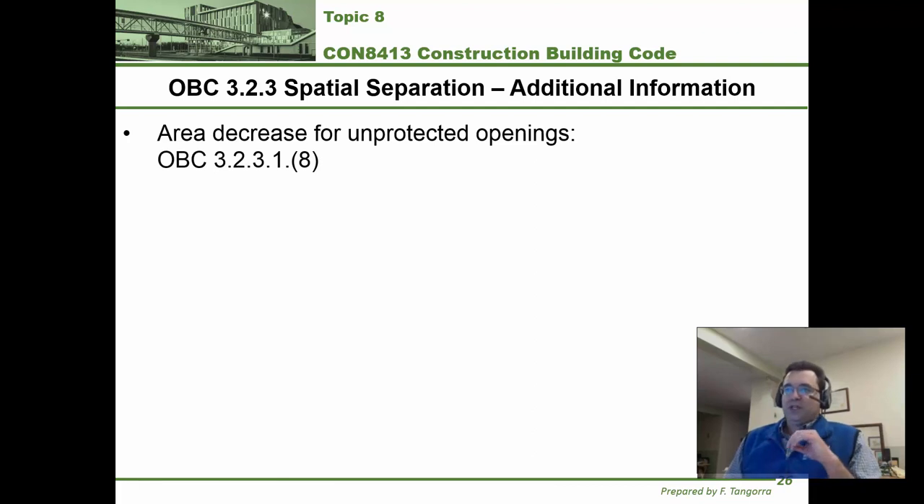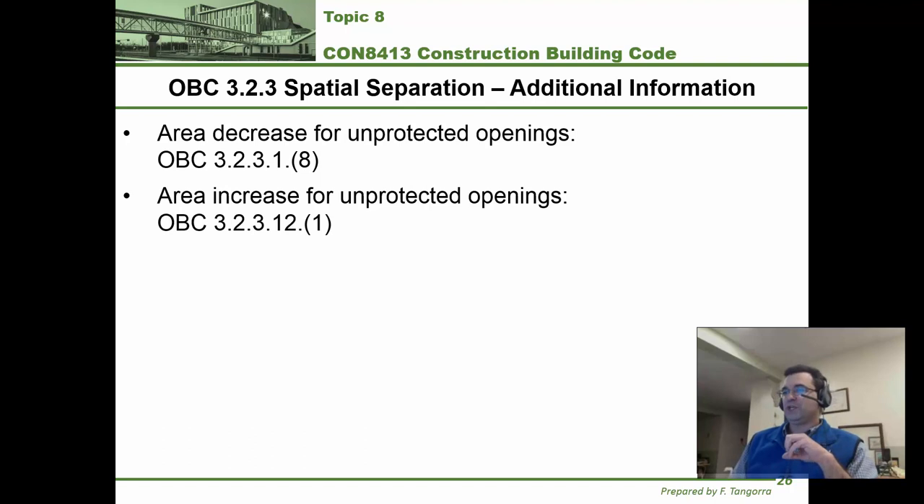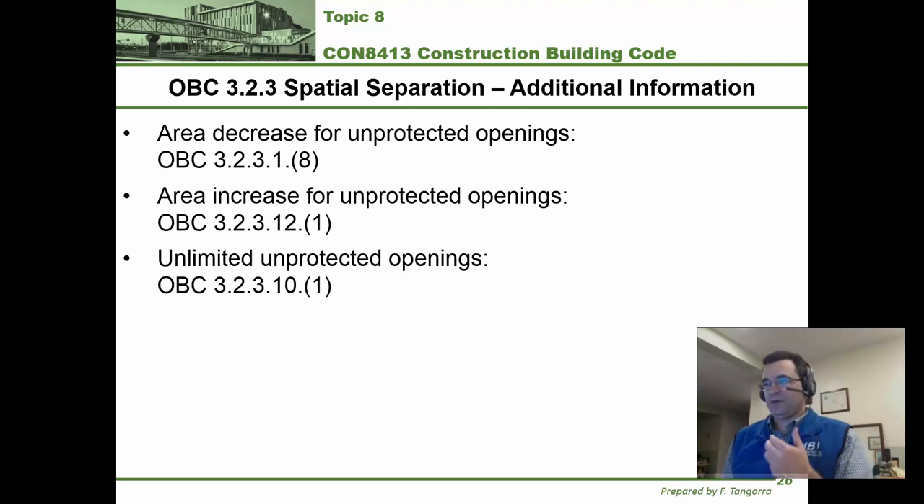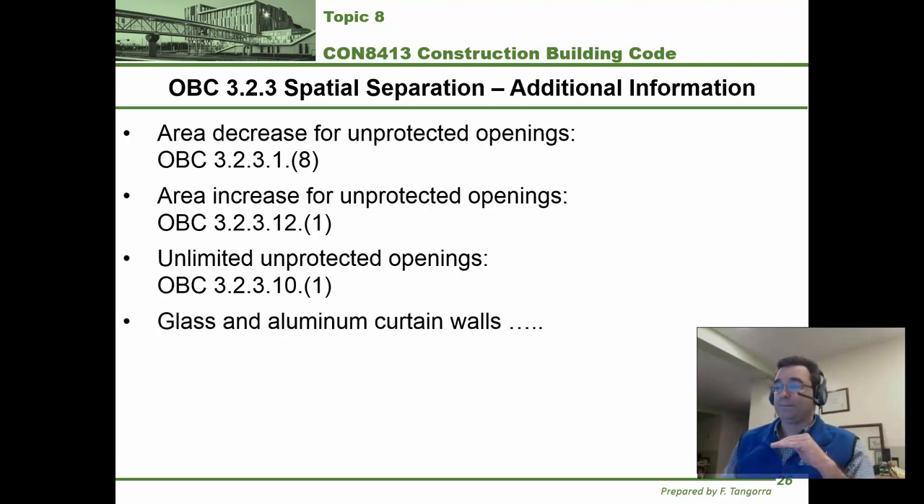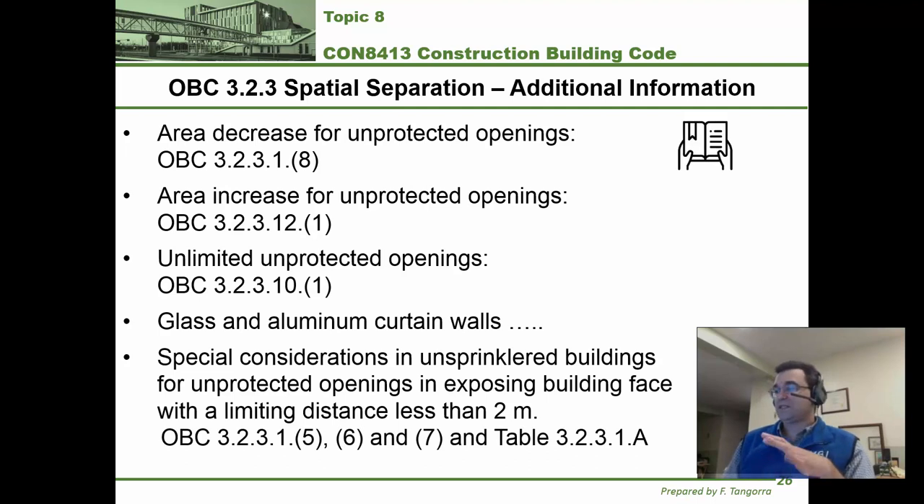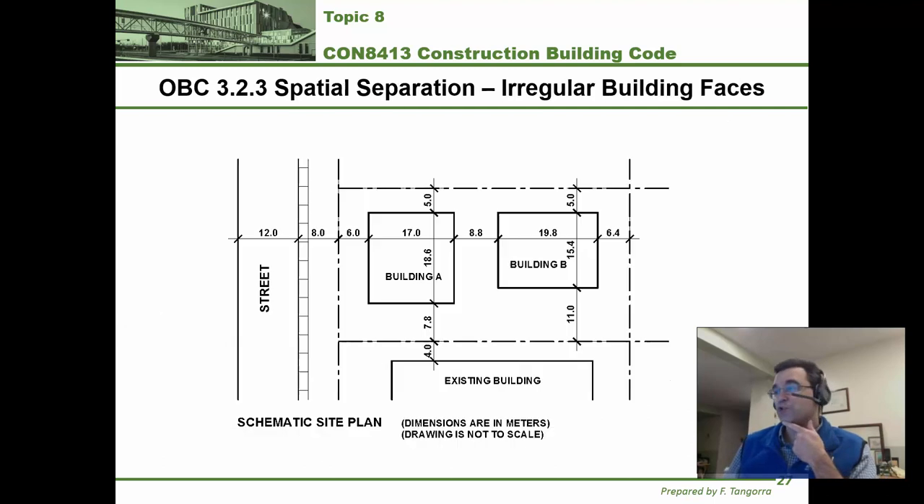Now, there's some more information here on these items. Check them out in the building code, please. I'm listing them here. They're also listed in your course notes, and that is information on how to decrease and increase the amount of unprotected openings. In some cases, the building code will allow you to have unlimited unprotected openings. Yeah, for real. Also, information related to glass and aluminum curtain walls, and special considerations related to unsprinklered buildings, okay? You know what that symbol means, right, in the top right corner of your screen right now? Check it out in your building codes. That's why they're also listed in your course notes.